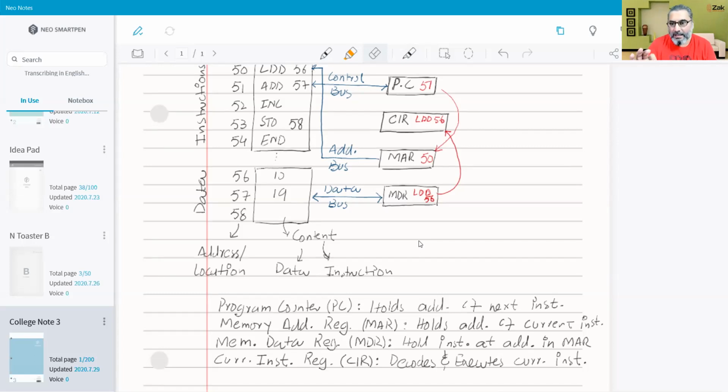Fortunately, all you have to write is that it decodes and executes. That's about it. You don't have to explain, neither in AS nor in A2, how the decoding and execution happens. All you have to remember is just this cycle.